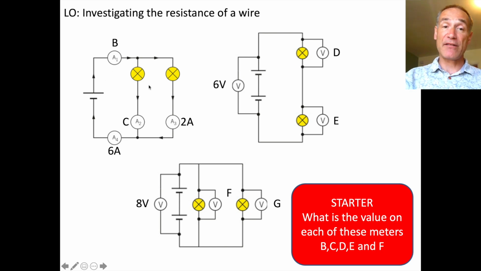So we've got a parallel circuit here. We've got 6 amps flowing here. So B would read 6 amps as well. Notice the current splits here. If 2 amps flows that way, then 4 must flow that way to add up to 6.